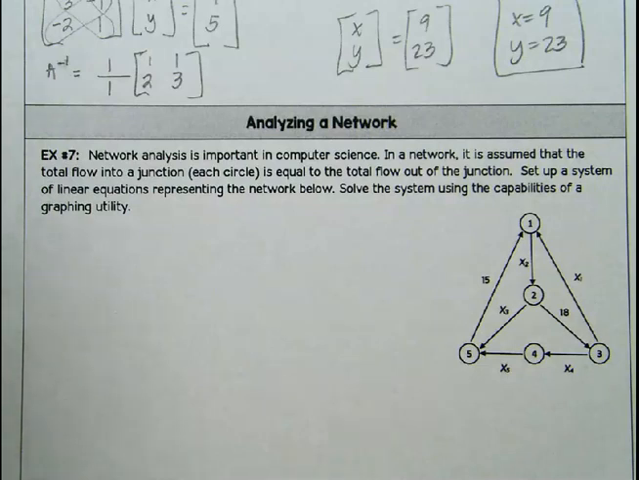In a network, it is assumed that the total flow into a junction, basically each circle, is equal to the total flow out of the junction. Set up a system of linear equations representing the network below. Solve the system using the capabilities of a graphing utility. So you can pop that baby in your calculator if you like.